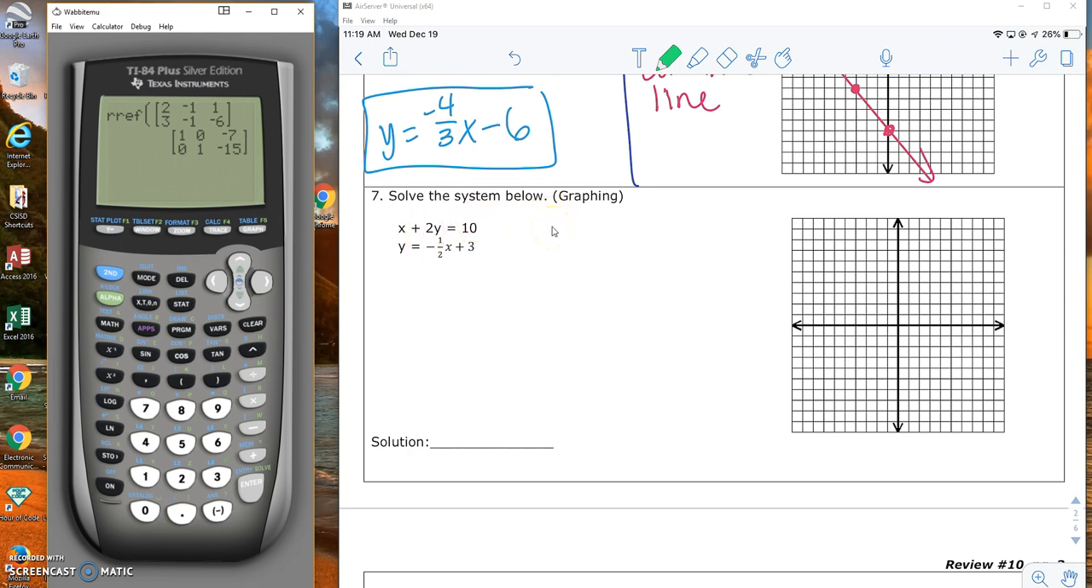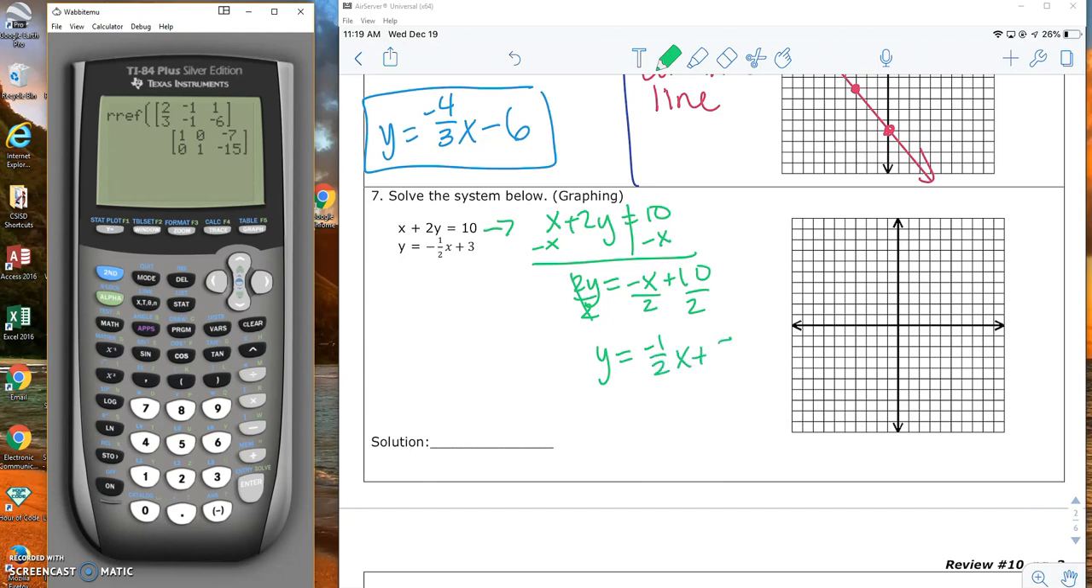Okay, problem 7, again, recommended for graphing in order to see this the best, but you can solve whatever method you want. In order to graph the top one, I would need to solve for y, so I subtract x from both sides and divide everything by 2. So if I wanted to graph by hand, I would start up at 5 and go down 1, right 2 a couple of times.